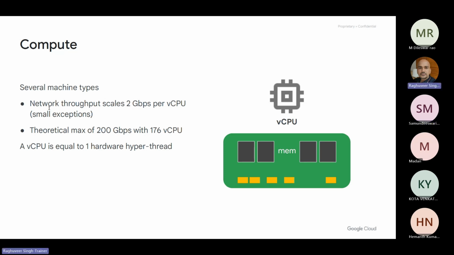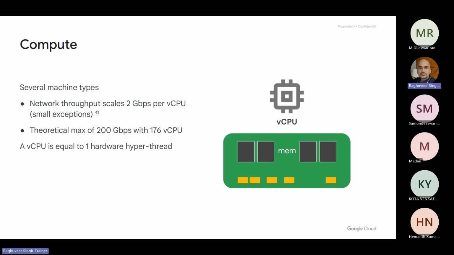Then comes the compute. As I said, you get multiple machine types. So you get several machine types, and you can get network throughput up to 2 Gbps per vCPU, small exceptions, theoretical max of 200 Gbps with 176 virtual CPUs.